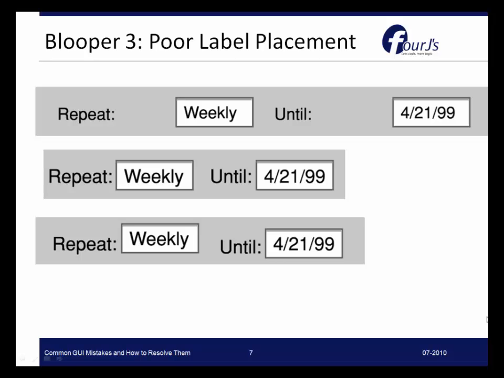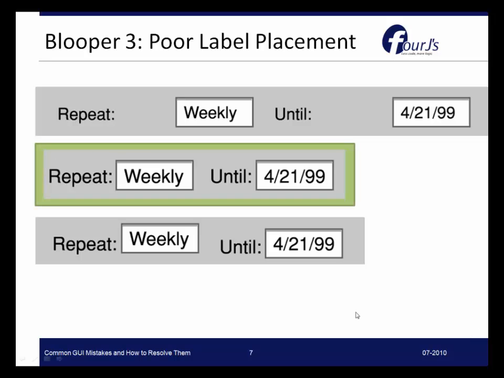Now blooper number 3 is poor label placement. Now perhaps looking at these three examples, you can immediately see which one is the most pleasing to the eye. And if you guessed the one in the middle, you would be correct. You can see that everything is lined up and there is sufficient space between the label and the field, but not too much space where it's hard to tell where the label is pointing to or what it's identifying. And or something is not lined up. You can see that this date box below with its label is below the other, and that can be very disjointed and uncomfortable for users to look at and work with.